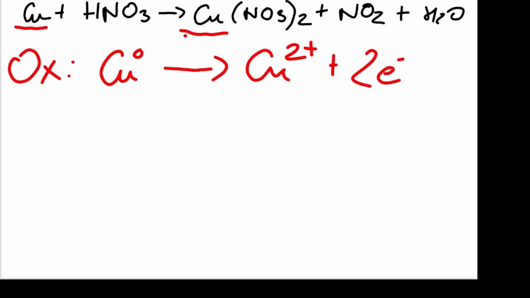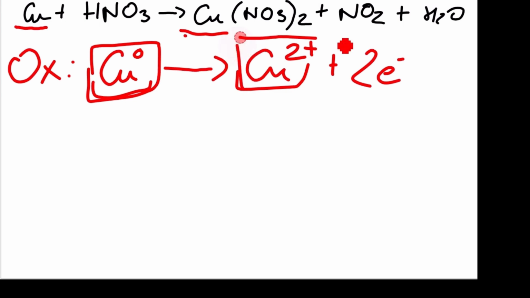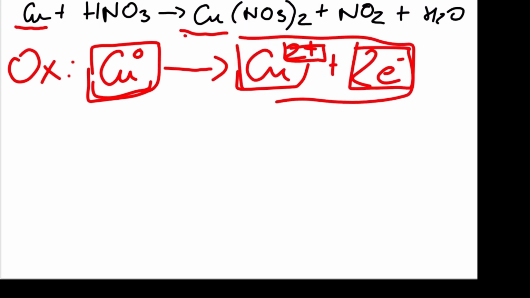So the balance of matter is correct. Yes, one atom of copper, one atom of copper cation. The balance of the charge is also correct: 0 on the left side, 0 on the right side, 2 plus 2 minus gives us 0. Okay. Reduction reaction.